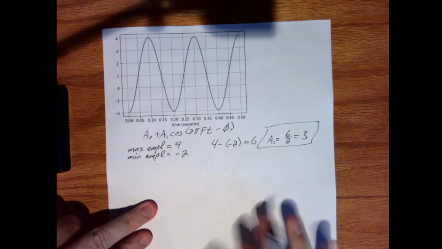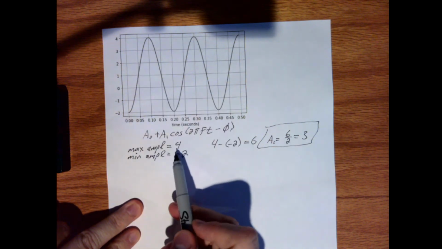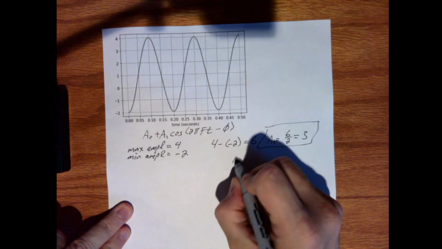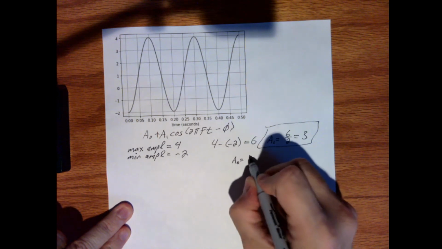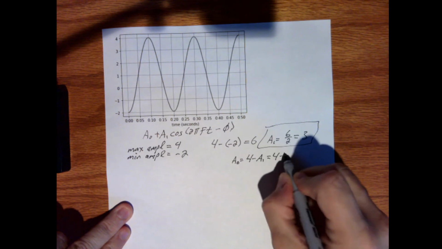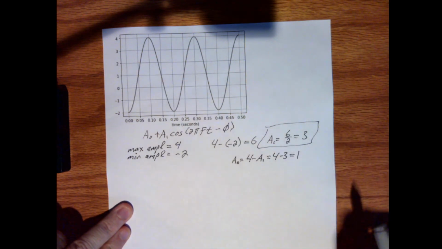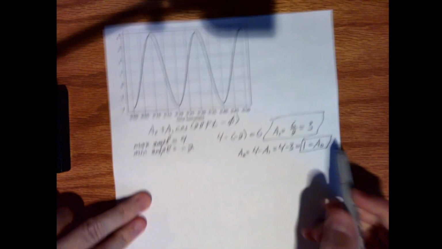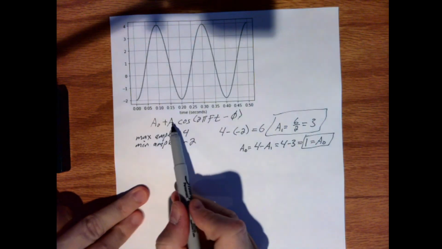All right? Now that I know that, and I know my max amplitude is 4, I can say A0 is equal to 4 minus A1. So 4 minus 3 is equal to 1. And once again, that's A0. All right? So I've done that.